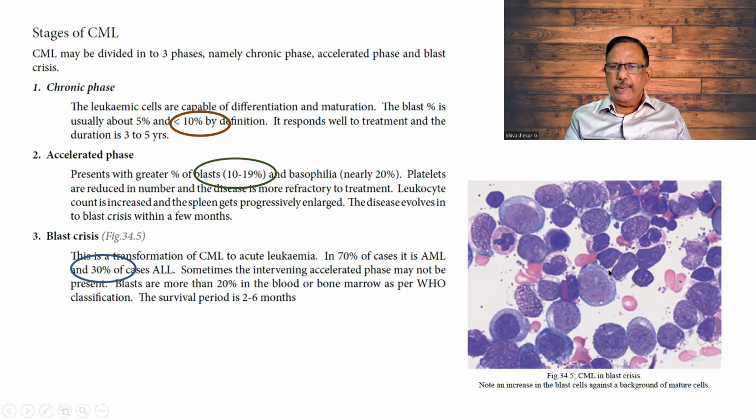So this is what we people see. These are the blasts. I find that the cells are all increasing, and therefore it is a CML going in for blast crisis, 30% bone marrow, 20% in the peripheral blood.